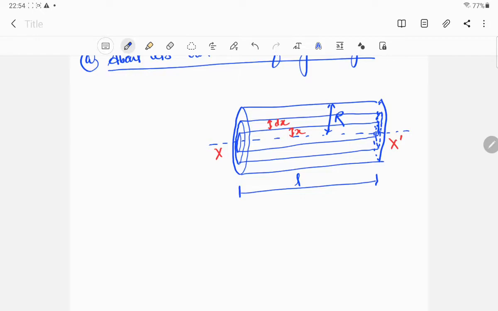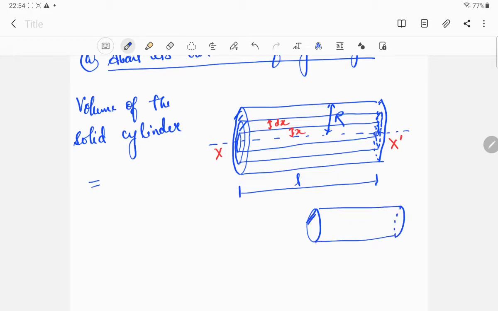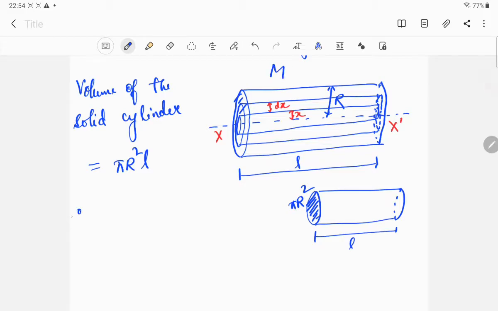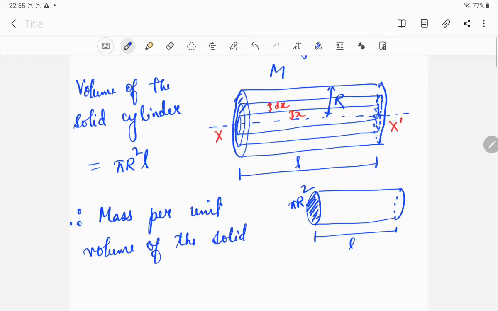Now, what is the volume of the solid cylinder? If you have a solid cylinder like this, its area is pi R square, with radius capital R and length small l, so the volume is pi R square l. Since the mass of this cylinder is capital M, the mass per unit volume of the solid cylinder is equal to M by pi R square l.